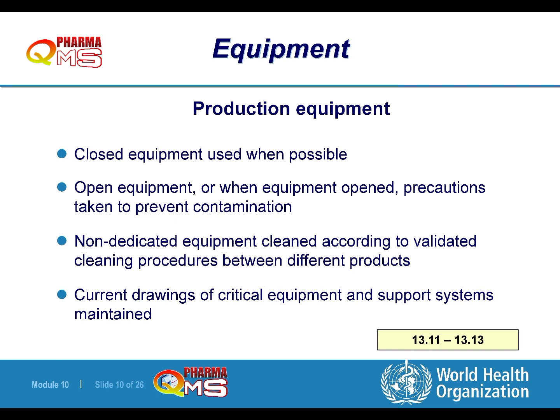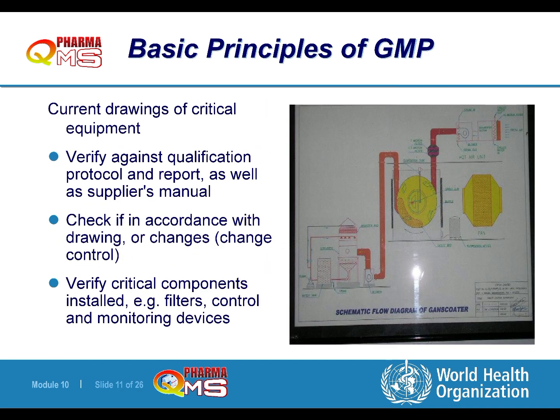Current drawings of critical equipment and support systems maintained. Current drawings of critical equipment, verify against qualification protocol and report, as well as supplier's manual. Check if in accordance with drawing, or changes, change control, verify critical components installed, e.g. filters, control and monitoring devices.